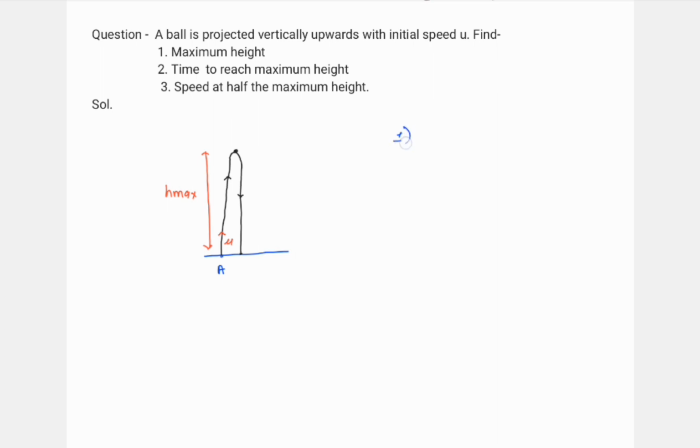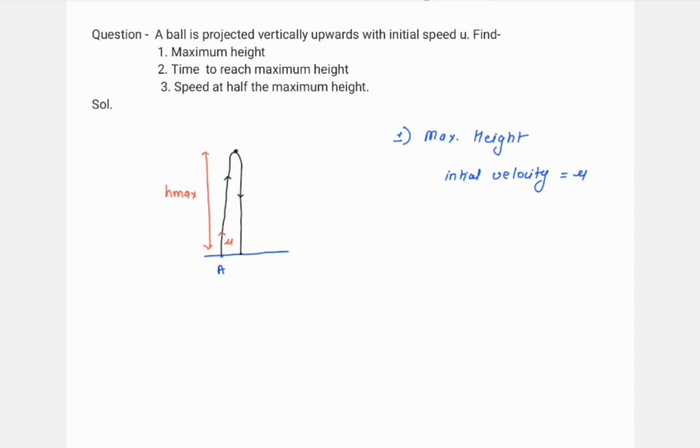First, I'm going to calculate the maximum height the ball has reached. What is the initial velocity? As per the question, the initial velocity is u.